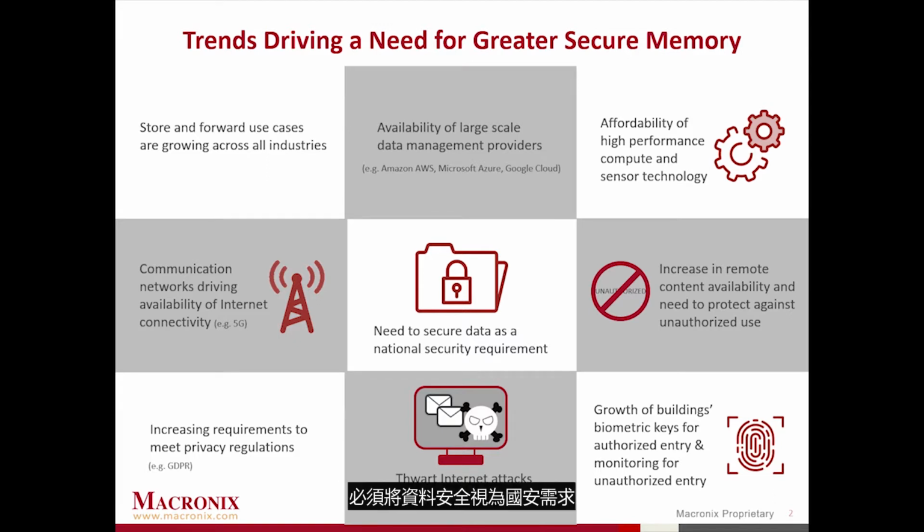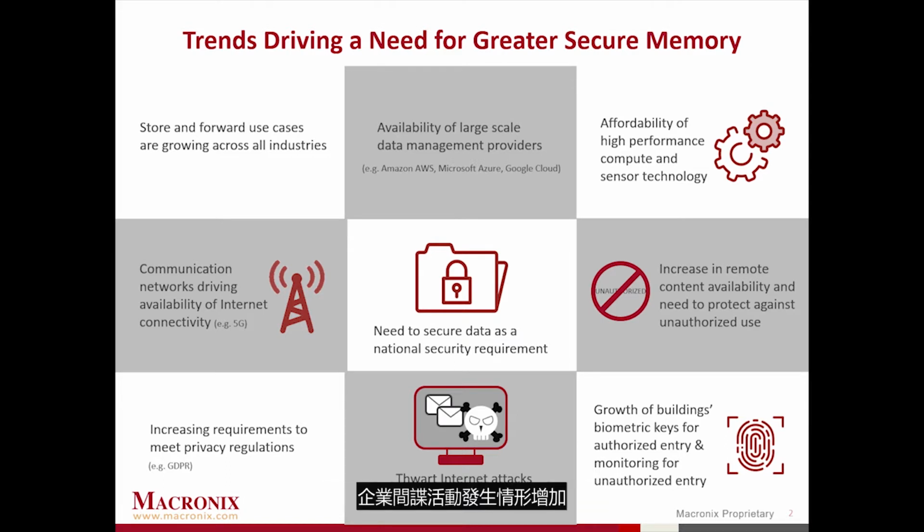There's the need to secure data as a national security requirement, and I think a good example of this is the energy grid. There's a need to thwart internet attacks, for example botnets carrying out distributed denial of service programs. There's an increase in remote content availability and the need to protect against unauthorized use. There's also the growth of buildings being protected with biometric keys for authorized entry and monitoring for unauthorized entry. This is increasing the amount of memory needed for highly secure memory.